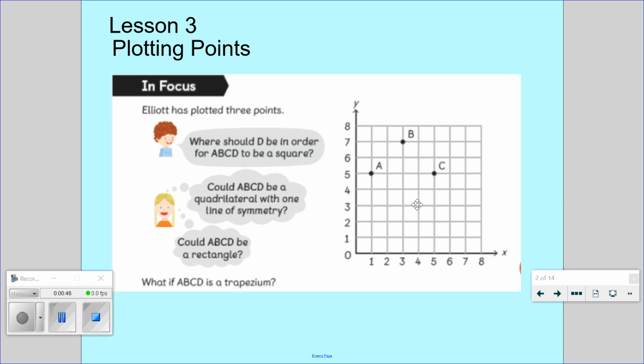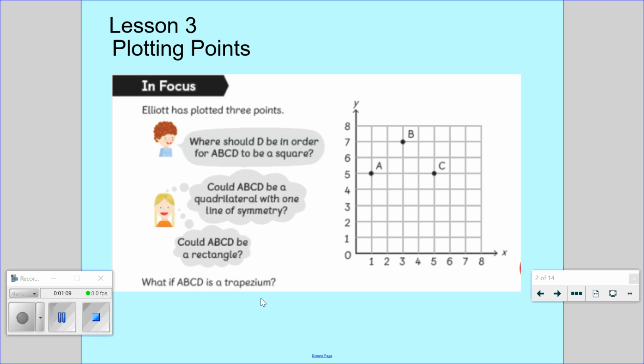Hannah asks, could ABCD be a quadrilateral, four-sided shape with one line of symmetry? So where could we put D to form a shape where if you cut it in half, it would be the same on both sides? She also asks, could ABCD be a rectangle? What do you think and why?